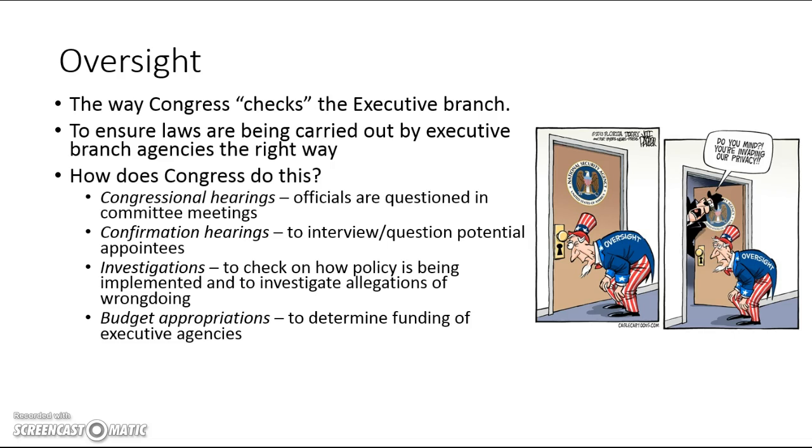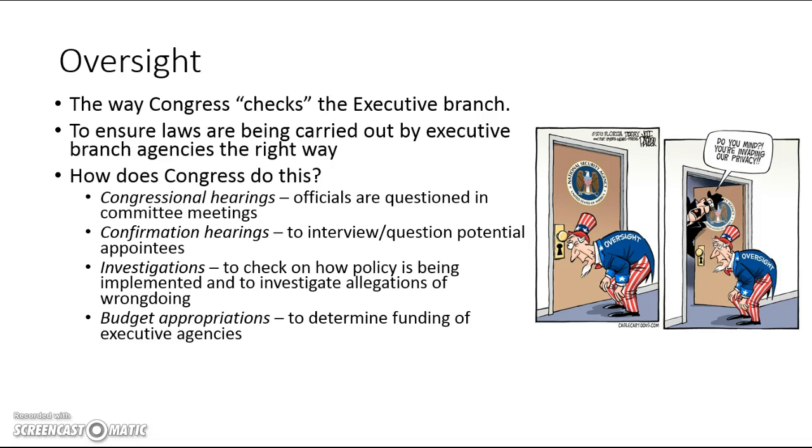Okay, next slide, oversight. Oversight is the way Congress checks the executive branch. They oversee, it's a check on the executive branch. They make sure that the agencies and departments in the executive branch, and we call these agencies and departments the bureaucracy, are doing their job. Congress does this in 4 ways.